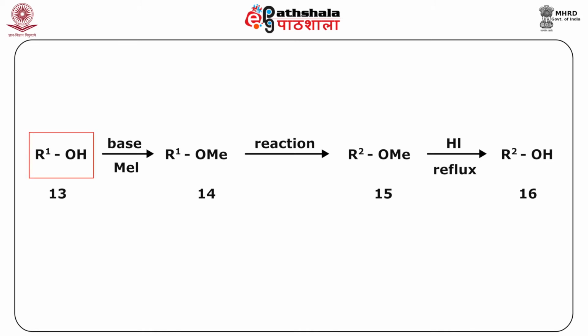The alcohol R1OH in the presence of a base and methyl iodide leads to the formation of an ether, wherein the reaction takes place for the substitution of R1 to R2, and finally the deprotection by using refluxing medium in HI leads to the formation of R2OH.